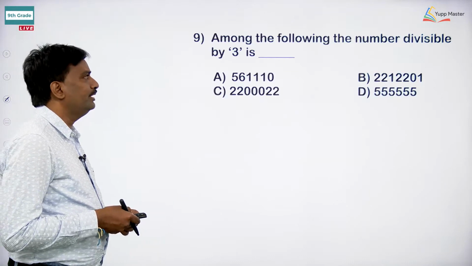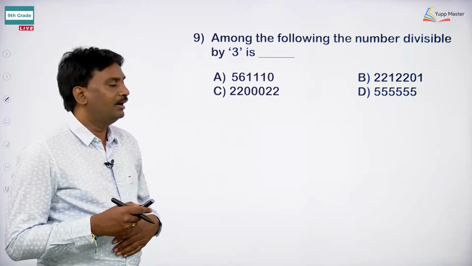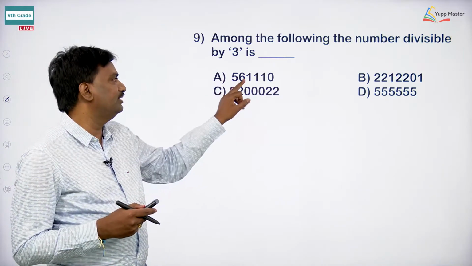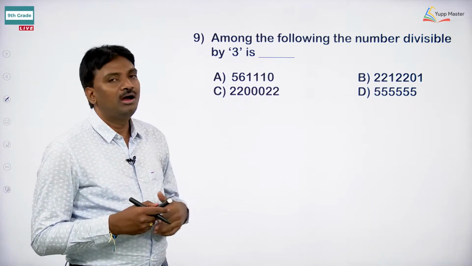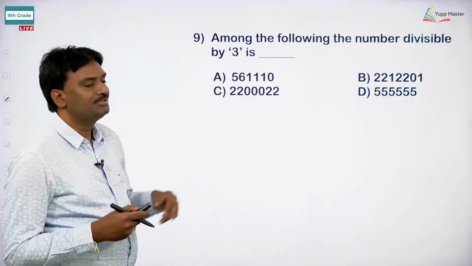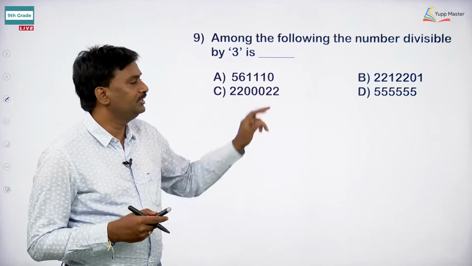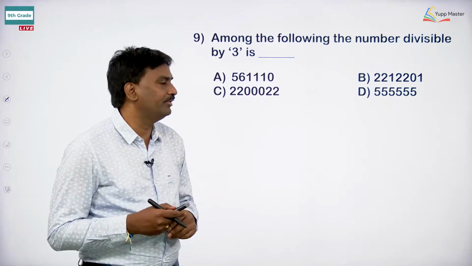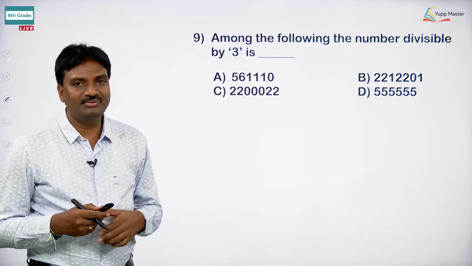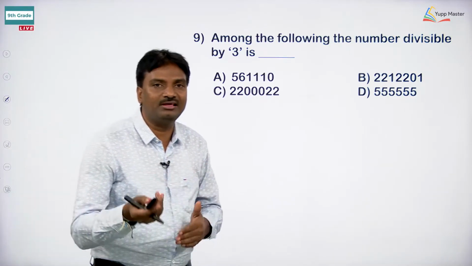So, look at this problem. Among the following, the number divisible by 3. The options are: option A is 561110, option B is 221201, option C is 2200022, option D is 555555. So 4 options are given. We have to choose the correct option with respect to the given problem.